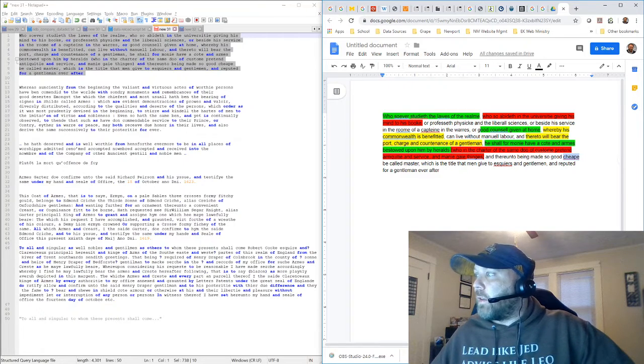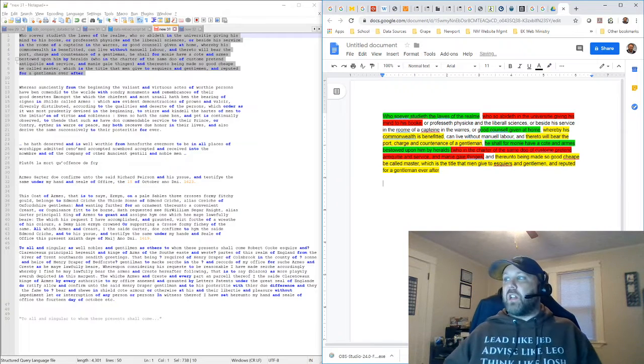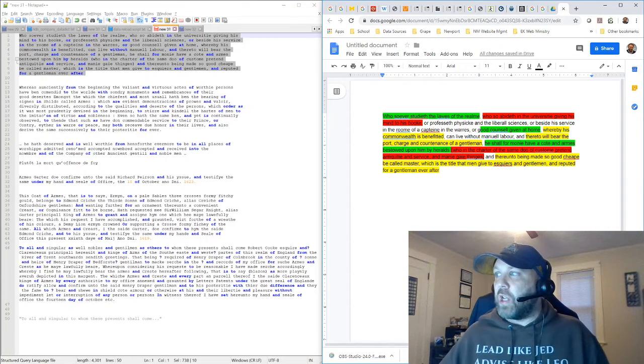Let's see. 'And thereunto being made so good and called master, was the title that was given to esquires and gentlemen, and reputed for gentlemen.' So that's got some stuff that we can grab in terms of invocation-type stuff, and so I'm going to highlight that in yellow.